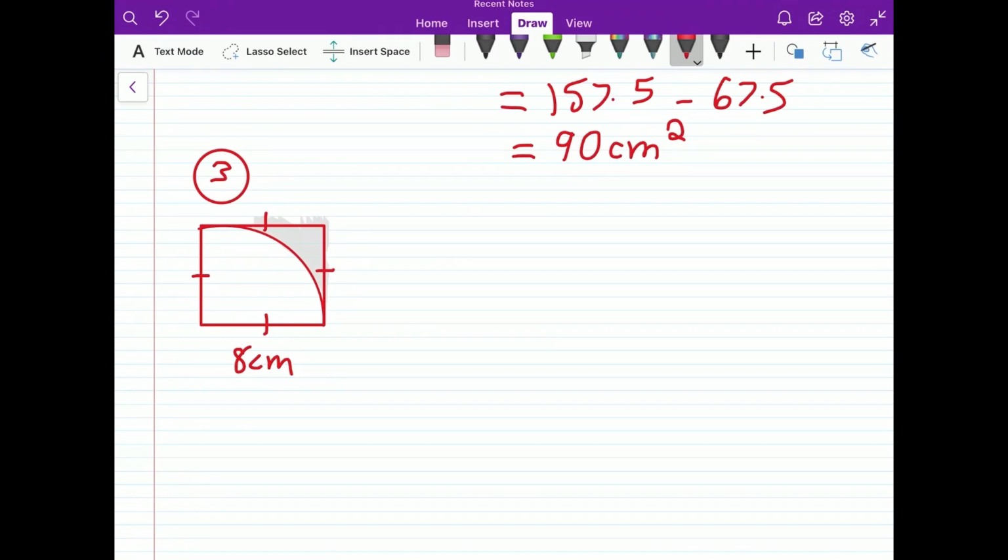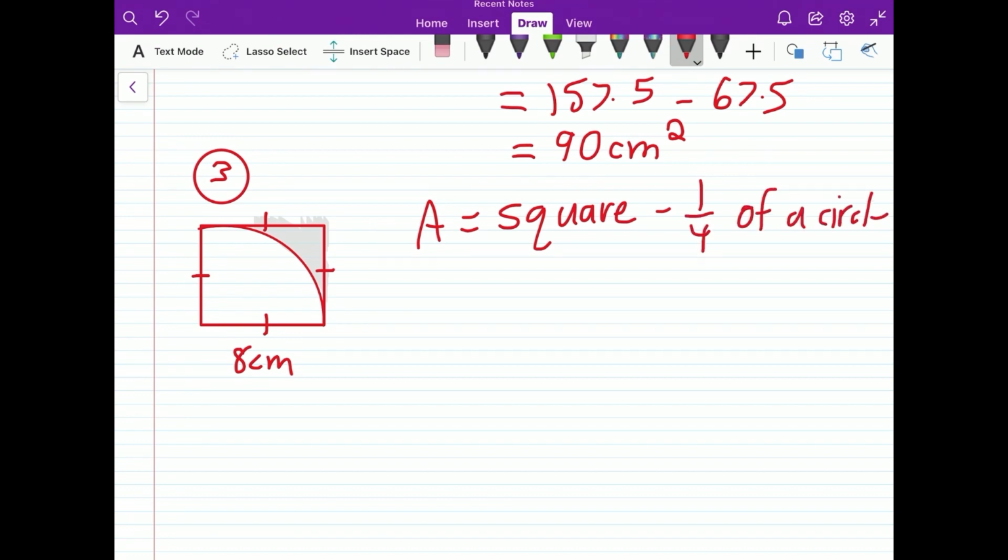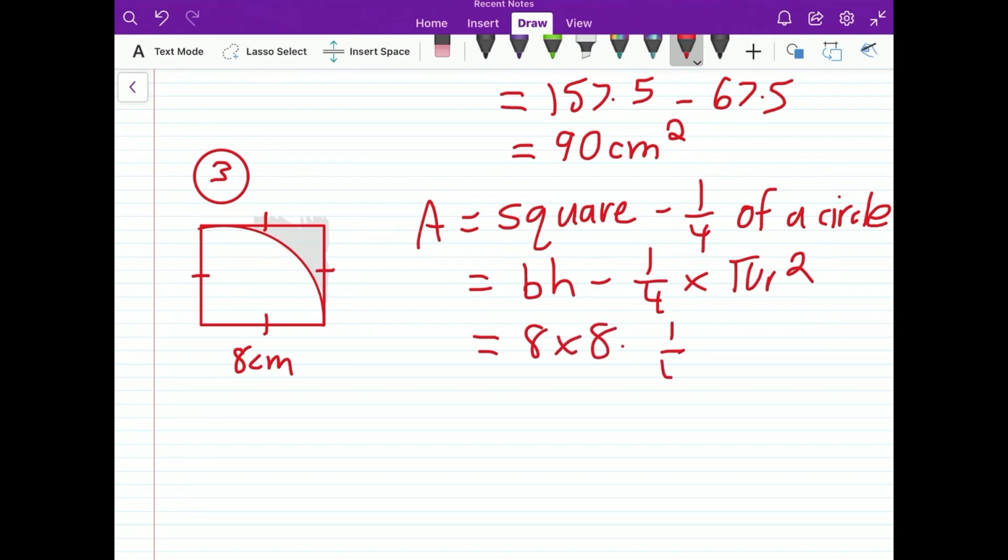Looking at example 3, we see a quarter of a circle inside a square, so we write A equals square minus a quarter of a circle. We then write the formula, which is bh minus quarter times pi r squared. We know the radius is 8 centimeters, so 8 times 8 minus a quarter times pi times 8 squared.